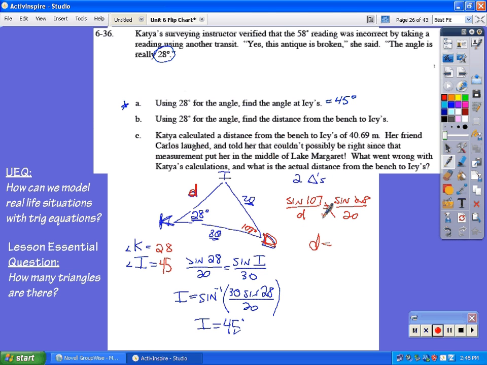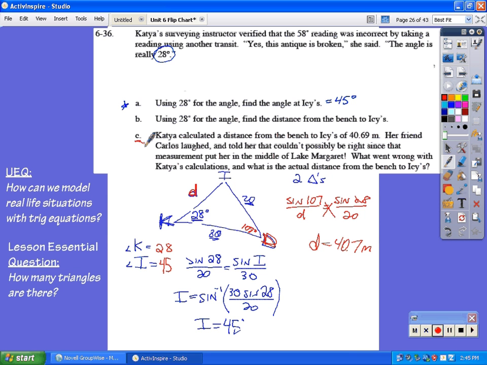20 times the sine of 107 divided by the sine of 28 gives us 40.7 meters. Last, part C. Katya calculated a distance from the bench to Ices to be 40.69. That's what we got. Her friend Carlos laughed and told her that couldn't be possible, since the measurement put her in the middle of Lake Margaret. What went wrong with Katya's calculations and what is the actual distance?